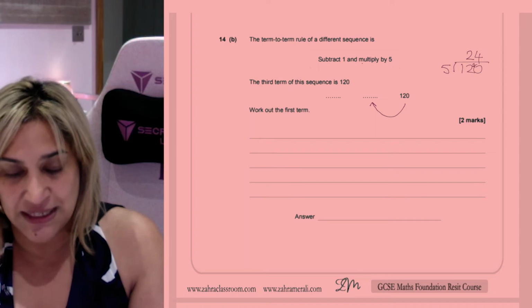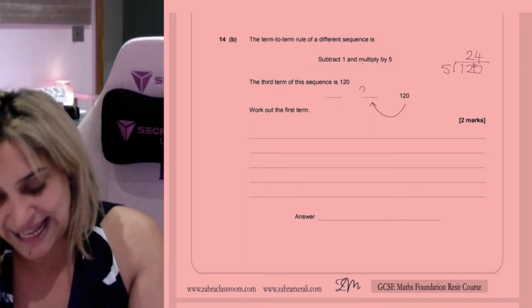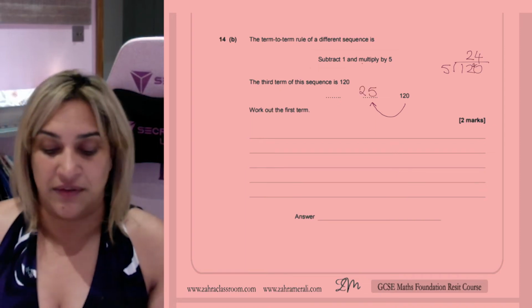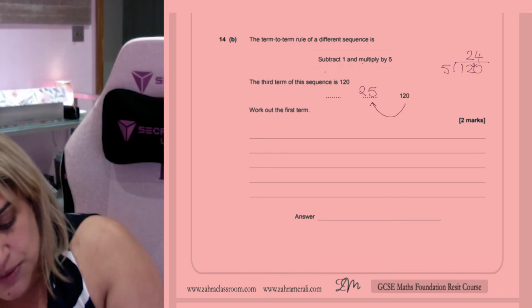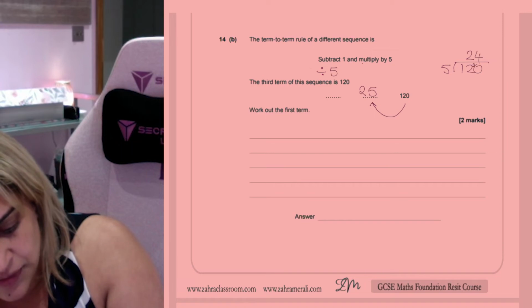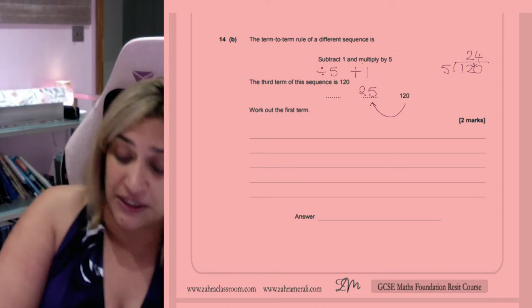And then instead of subtracting 1, we're going to add 1. So we get 25. So our backwards formula is essentially doing the opposite. So we're going to divide by 5 and add 1. So 25 divided by 5 gives you 5. Add 1 gives you 6.